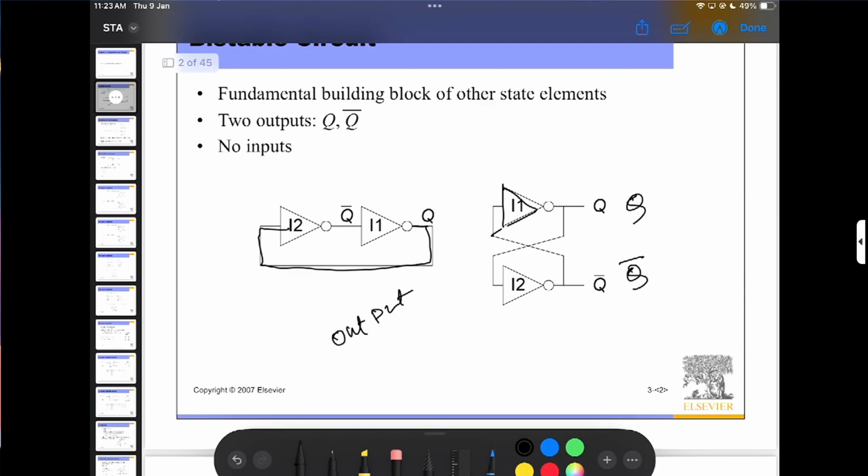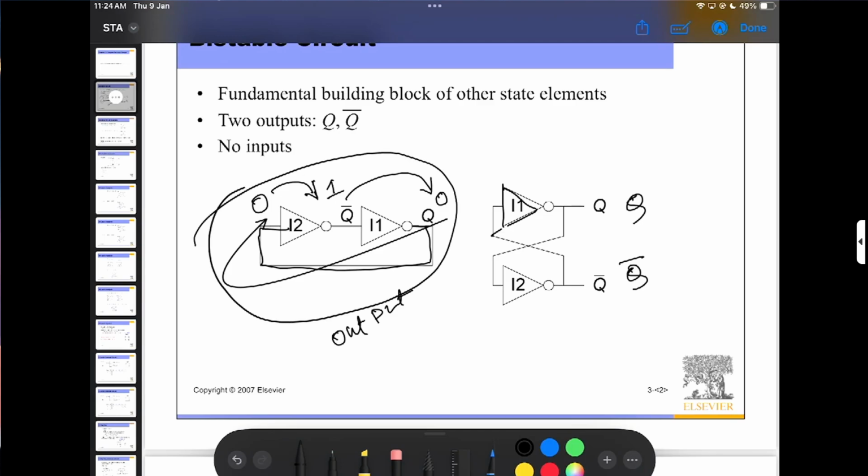So analyze this circuit. Suppose my Q is 0, then this 0 goes to here, and this 0 converts to 1, and this 1 converts again to 0. So it is always in a stable position, you can say bistable. Here 1, here 0, again 0, again 1.